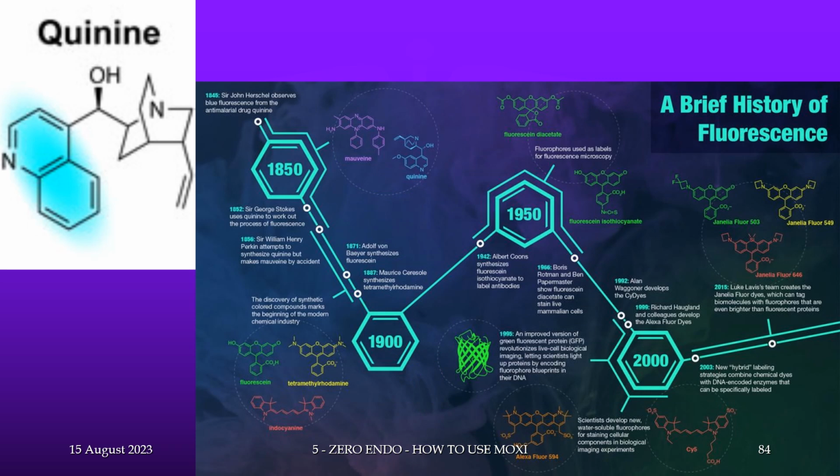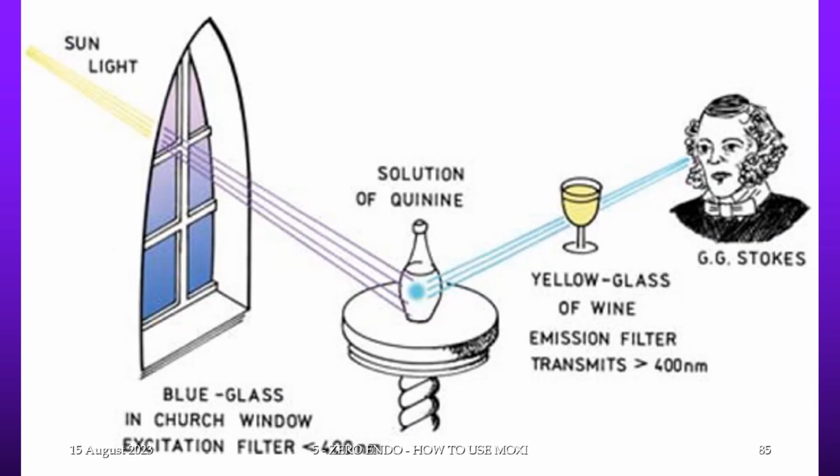In fact, by great serendipity, the first and foremost discovery of fluorescence itself was made in 1845 by Sir John Herschel from quinine water only. Quinine water's fluorescence was first demonstrated in public in 1850 by Sir G. G. Stokes in a church where the cobalt blue panel of the stained glass window was used as a UV excitation filter and a glass of yellow wine was used as a yellow filter.